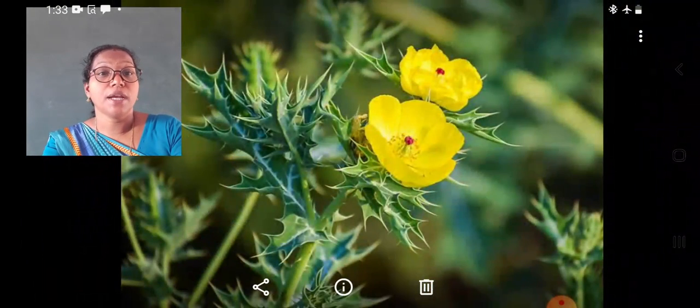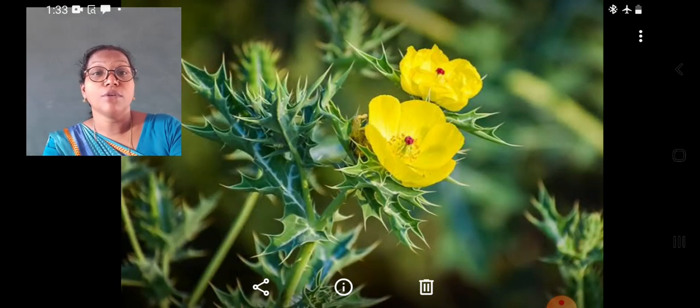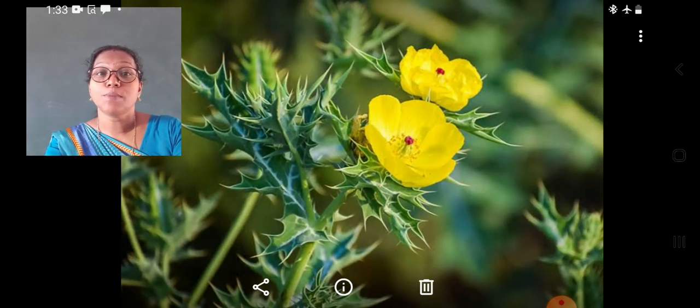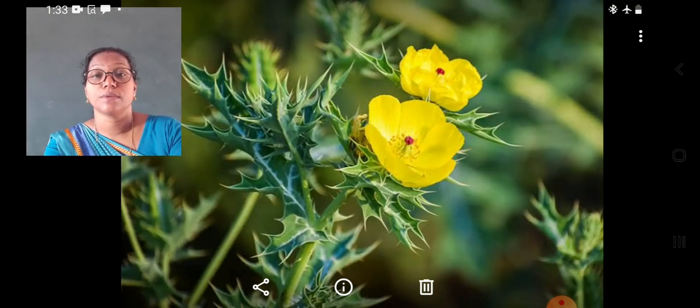A type of weed that is found in the nearby locality of us, that is the prickly poppy. In this plant, the tips of these leaves are changed into thorns. This plant also defends itself from the grazing animals and protects its flowers. The leaf modification of thorns are present on the leaves.